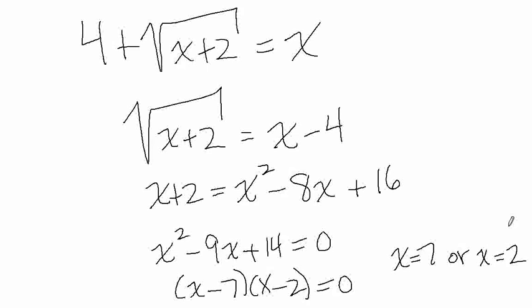Now do me a favor. Would you plug in 7 and 2 into the original equation? If you plug in 7, you will see that the left side gives 7 and the right side gives 7. So far so good. But if you plug in 2, you will see that the left side gives 4 plus 2, which is 6, and the right side gives 2. So 2 is not a legitimate solution. You see what I'm getting at? So the only solution for this problem is 7. So please remember to check the candidate solutions.